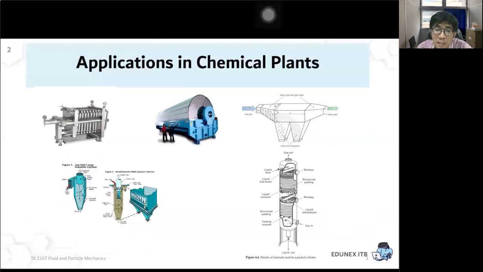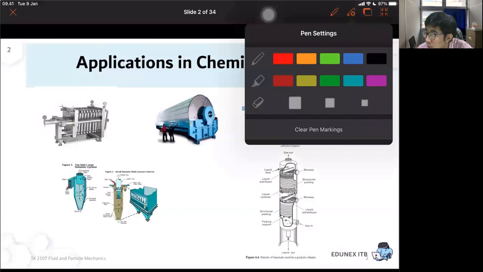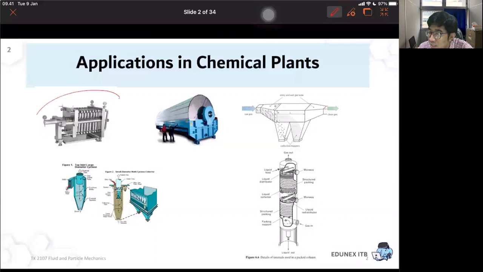So why do we put particle flow into the fluid mechanics lecture? Basically, because there are some applications later when you deal with operations in chemical plants, where there will be some flow of fluids that is also accompanied with particles. For example, do you know this? Can you guess the name of the device? What is this?